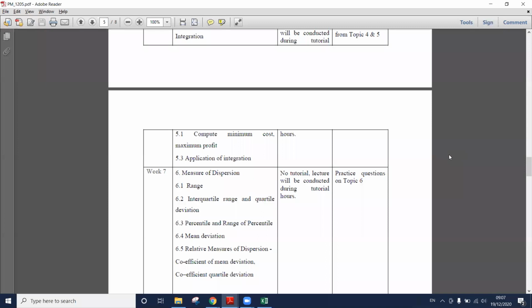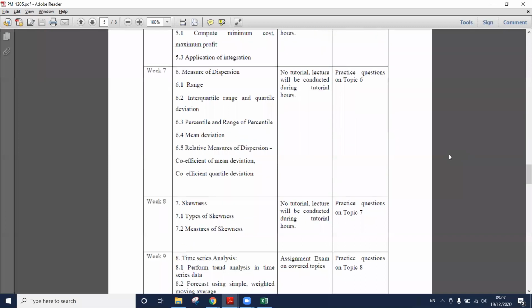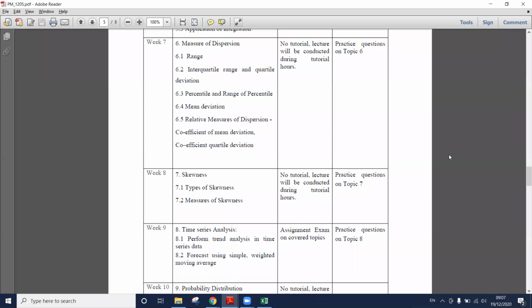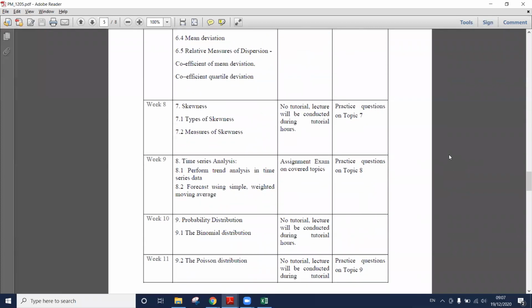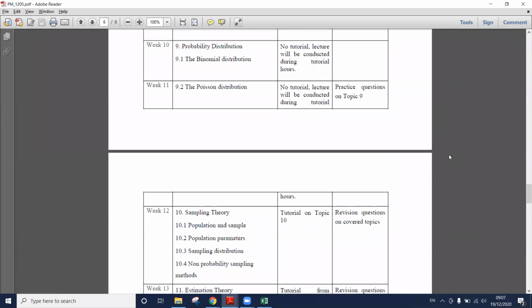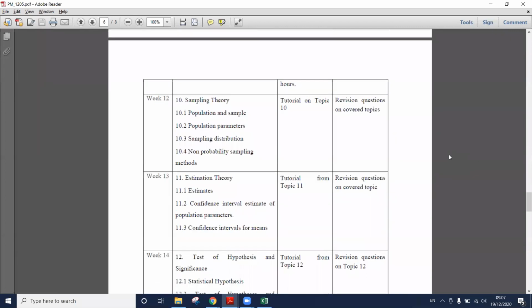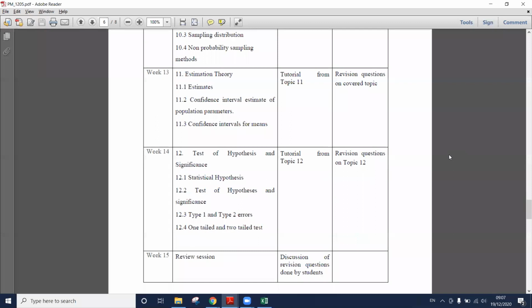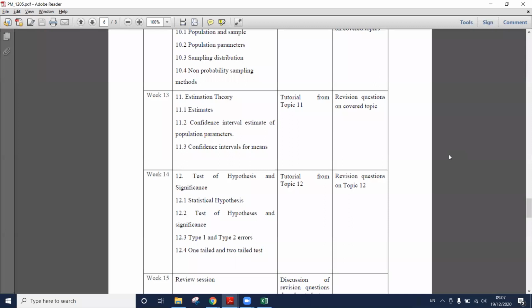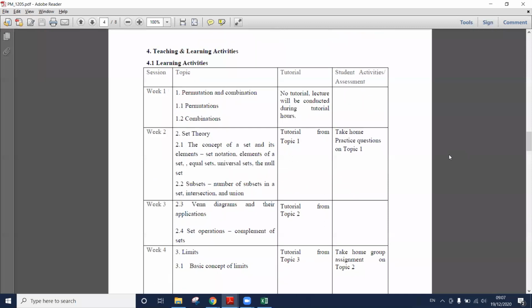In terms of the statistics part, you have measures of dispersion, skewness, time series analysis, probability distributions, Poisson distributions, sampling theory, estimation theory, and test of hypothesis. Those things come under the statistics part. So today I'm not going to discuss these things one by one, right? All these things have been tested in your exam.